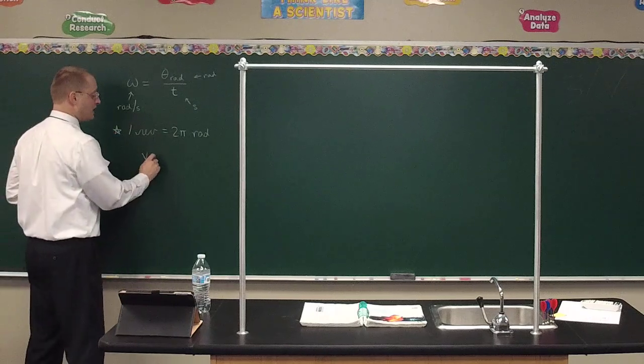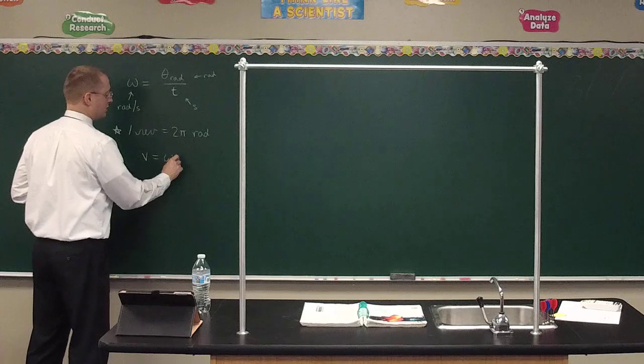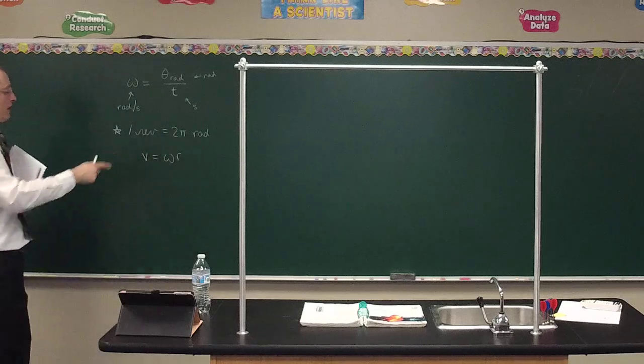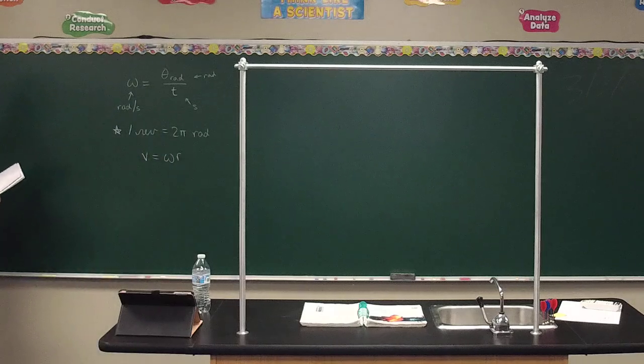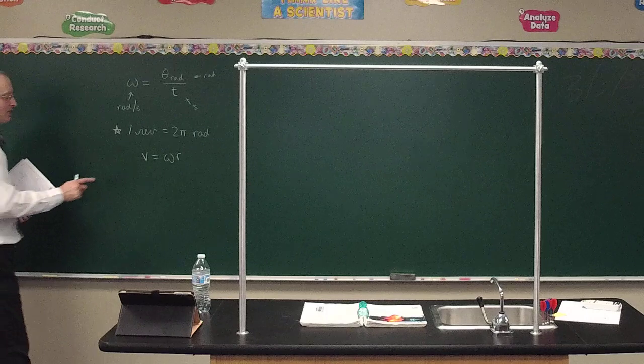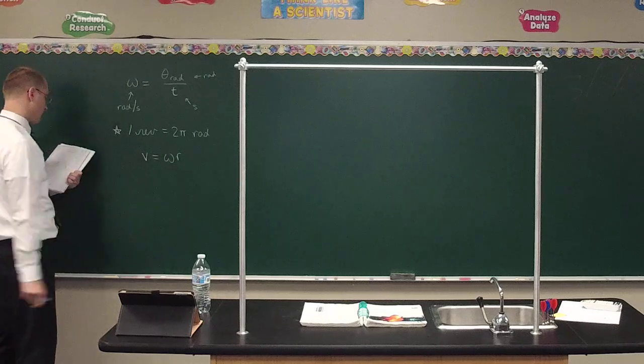Remember, if I wanted the linear, that's the angular times the radius. Usually we do that to find linear velocity. You could do it with linear acceleration as well. We just didn't very often. This was the main time we said linear equals angular times radius.